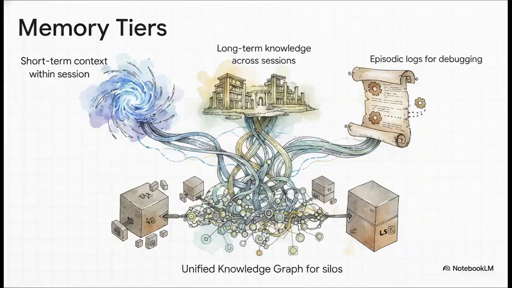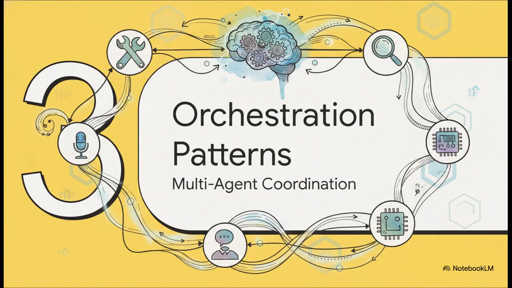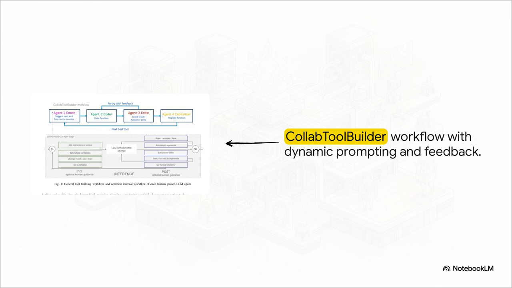It's pretty amazing. Section 3. Multi-agent orchestration patterns. As workflow complexity scales up, we simply can't rely on just one single agent to do everything. We have to transition to coordinating a whole team of specialists. The Collab Tool Builder workflow illustrates this beautifully. You've got a coach, a coder, a critic, and a capitalizer.